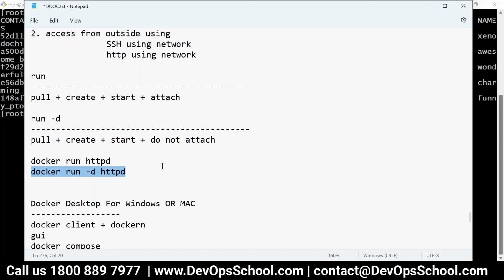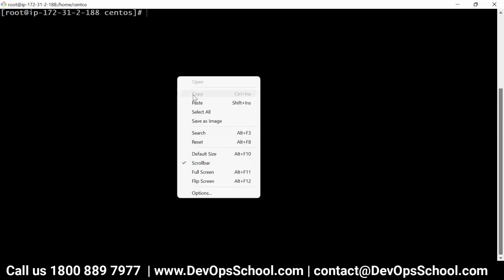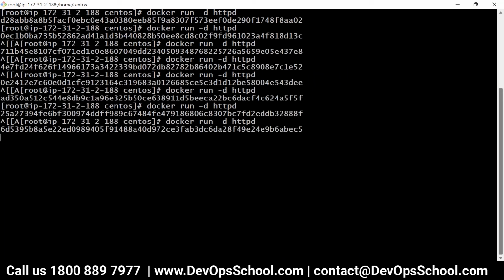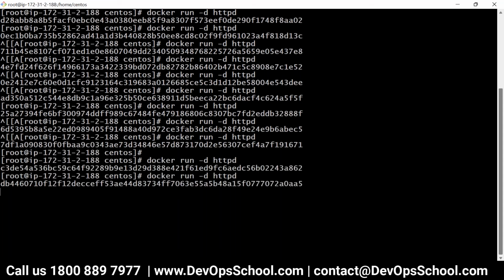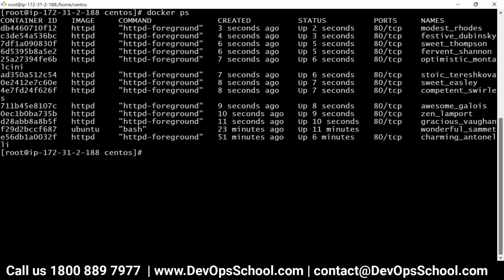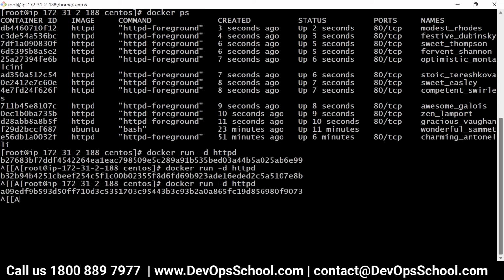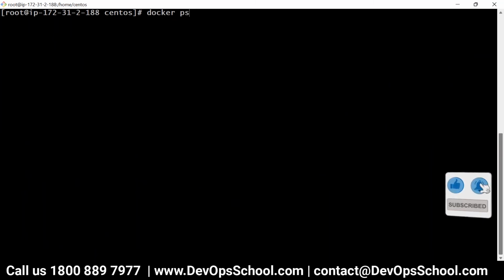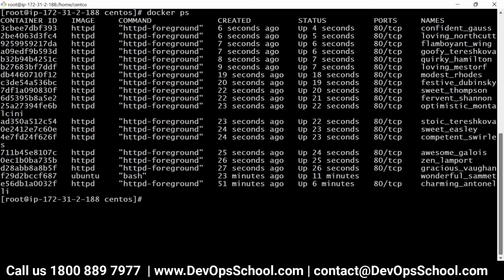Remember, detached. So now guys, look at my screen. 1, 2, 3, 4, 5, 6, 7, 8, 9, 10, 12, 13, and the magic of Docker. See, it's just 8 GB RAM, and you can create 80 to 90 Apache containers. Are you seeing that magic of Docker? Understood now? Yes, clear. So this is the power of Docker.